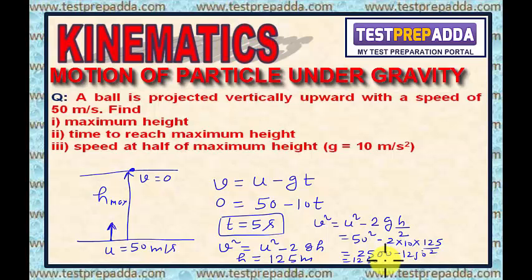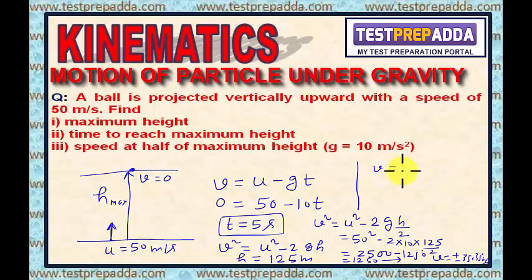Now if you take the root here, velocity will come as plus minus 35.35 meter per second. Two roots for the velocity. Two roots indicate that velocity v while going up and coming down. Got the idea?